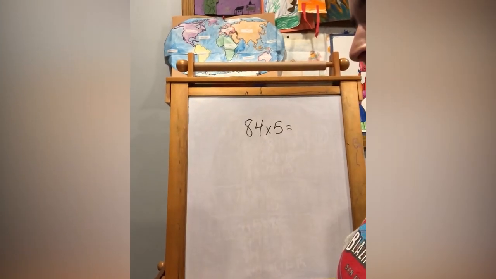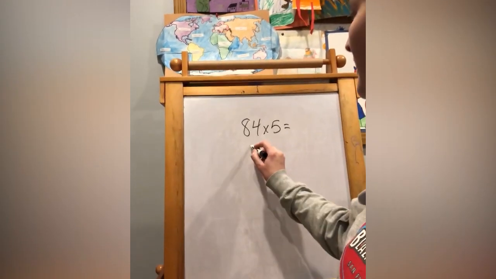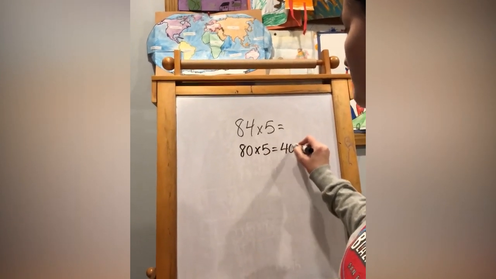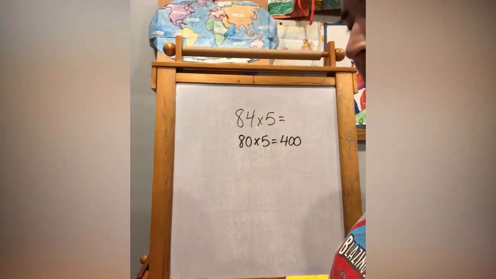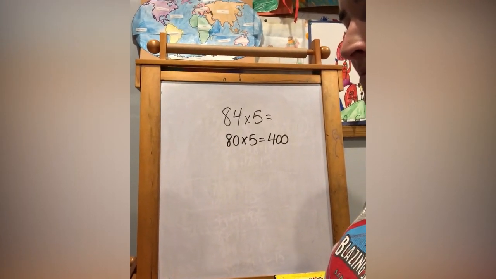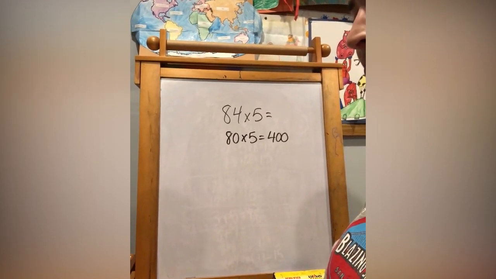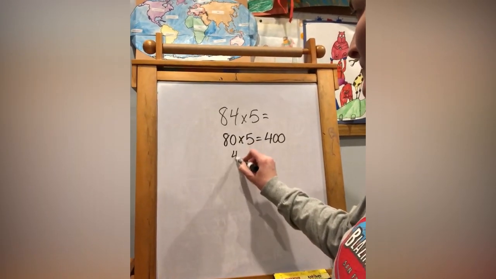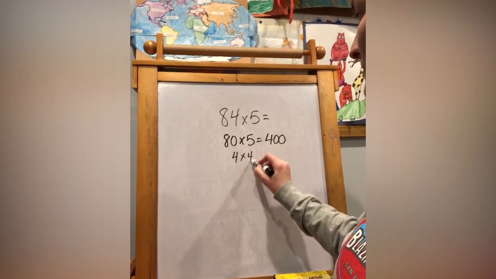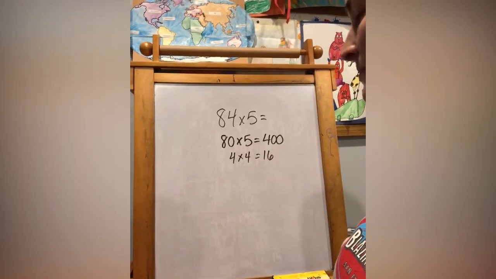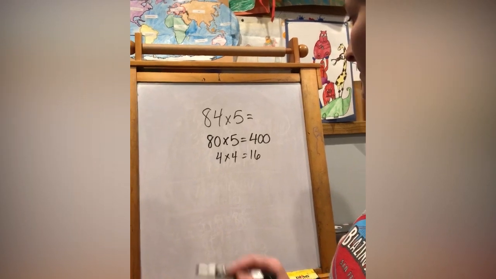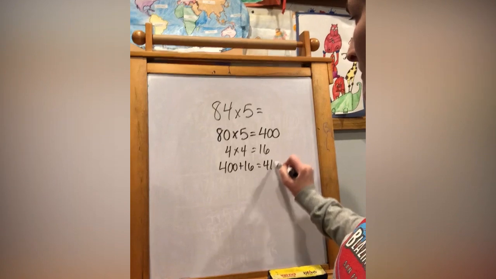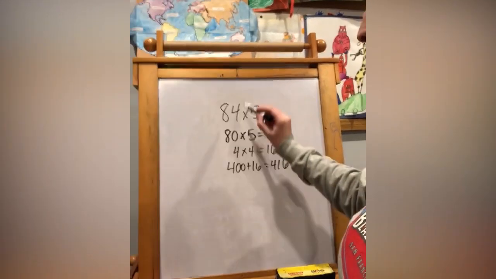So first I would take away the 4 and make it 80 times 5, which we know is 400. How do we know that's 400? Because 8 times 5 is 40, and then you just add a 0. And then it's 4 times 4 is 16. And then 400 plus 16 is 416. Okay, because you had 4 left.